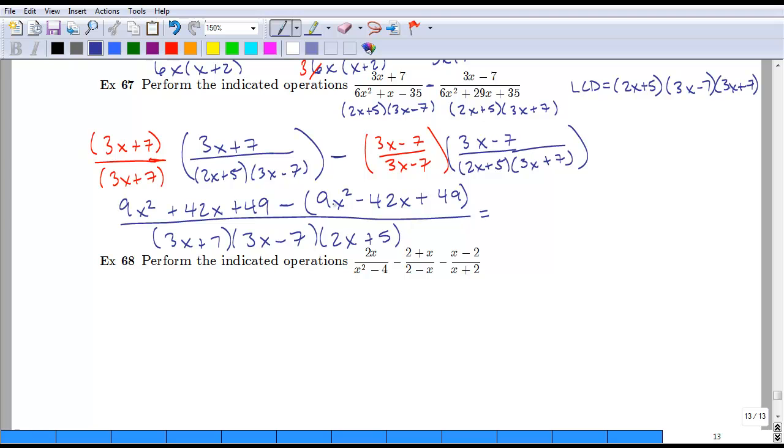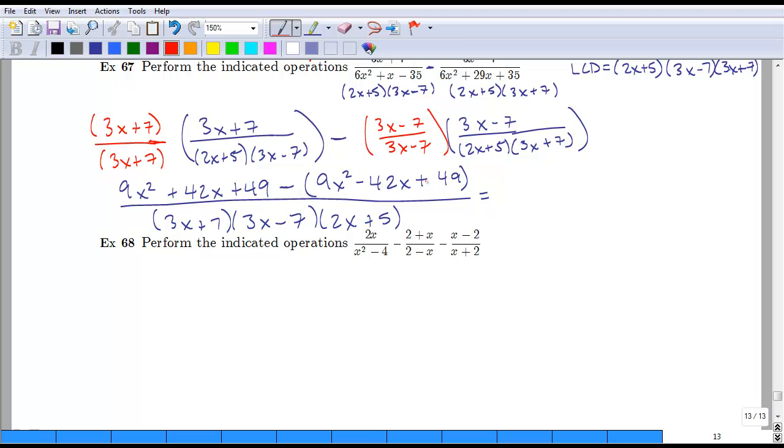Now in this last step, again, we want to make sure that we distribute the negative to everything in this second half. So we have 9x squared plus 42x plus 49. And if we distribute the negative, we've got minus 9x squared plus 42x and minus 49, again all over our least common denominator. Now the 9x squared minus 9x squared is going to be 0, and 49 minus 49 is going to be 0.